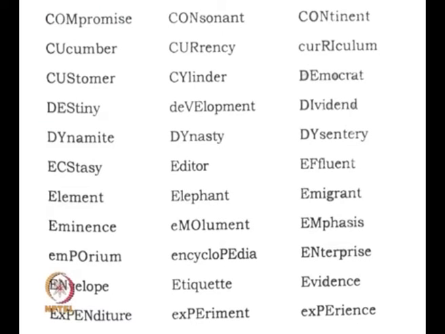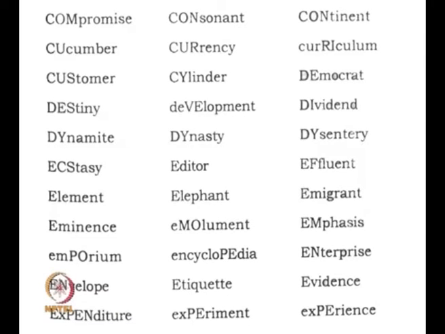Dividend. Dynasty. Dynamite. Dysentery. Or you can say dysentery.